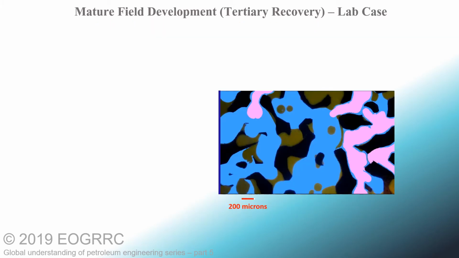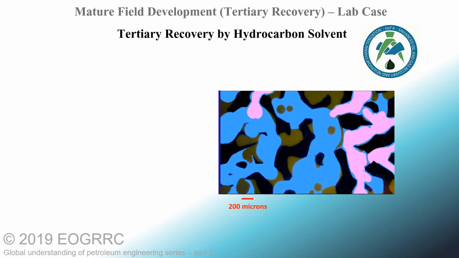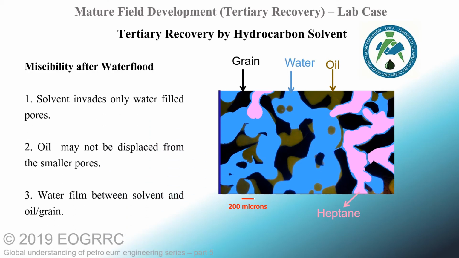To investigate further on the importance of sequence on tertiary recovery, lab-scale tertiary recovery by solvent was conducted by our EOGRRC research team. This research is based on 3 previous major observations. 1. When solvent is injected into a previously water-flooded reservoir, solvent may invade only the water-filled pores. 2. Oil may not be displaced from the smaller pores. 3. A water film may develop between solvent, oil, and grain, as we can see in this actual experimental image.